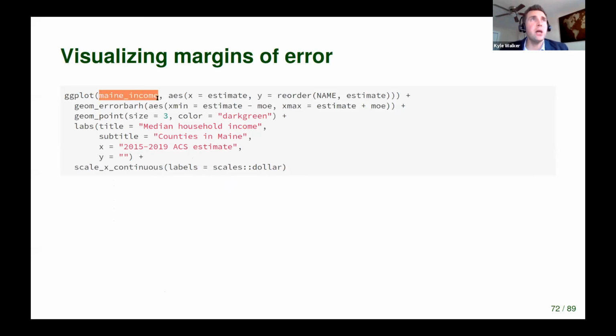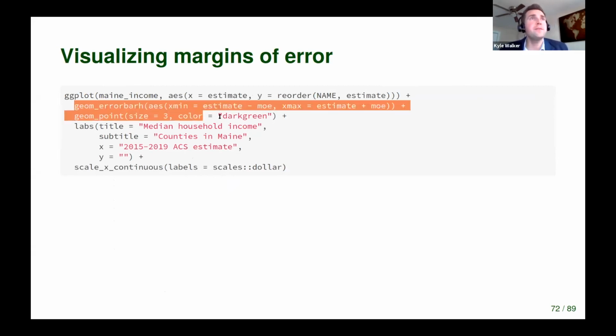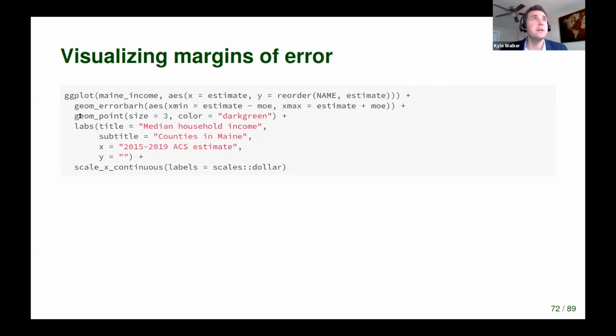I'm creating a plot where the data is coming from my main income data set. My aesthetic mapping is my ACS estimate goes to the x-axis. My name of the county, sorted in descending order, is going to the y-axis. So it's a similar aesthetic mapping to what we used previously. I'm then using a couple different geoms here that I'm going to layer on top of one another to illustrate margin of error around the estimates.